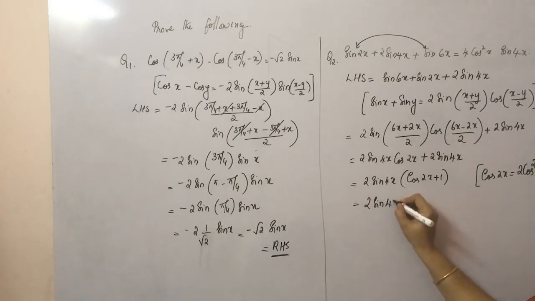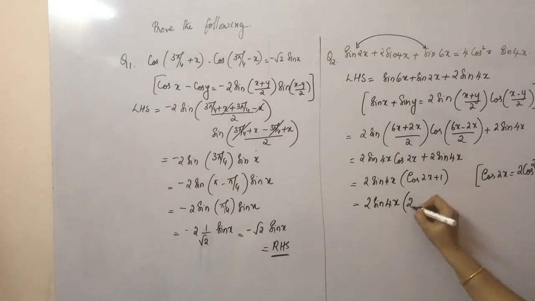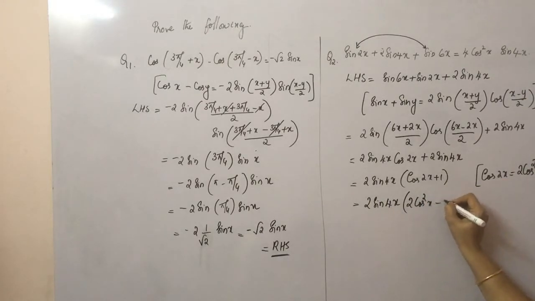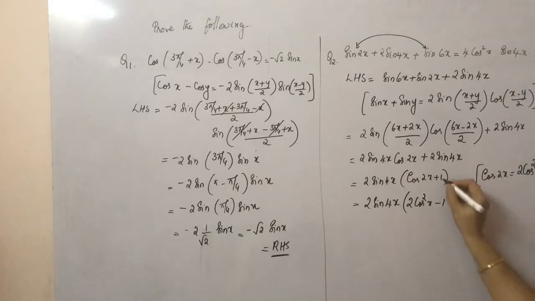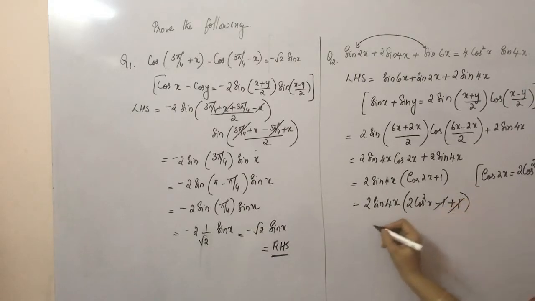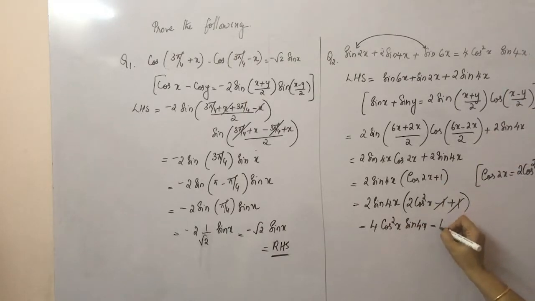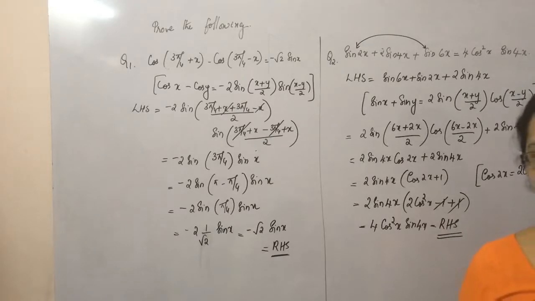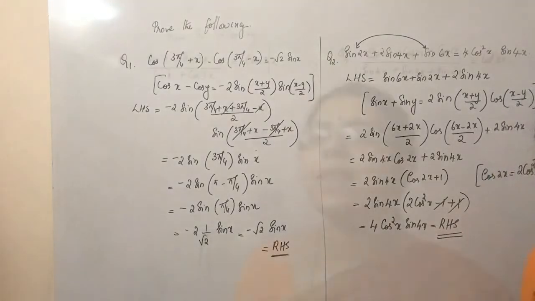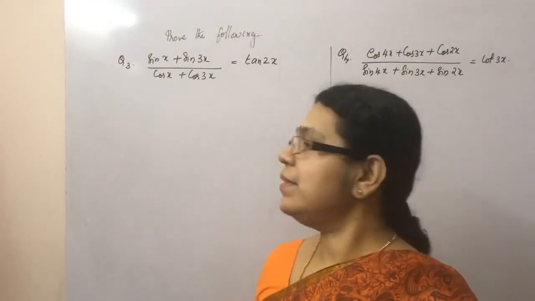So I apply cos 2x as 2cos²x − 1. So 2 sin 4x into (2cos²x − 1 + 1). The −1 and +1 cancel. 2 into 2, 4 cos²x into sin 4x. Isn't this the same as the RHS? So this is equal to the RHS, and that gives me the proof. Am I clear? Now let's come to the next question.